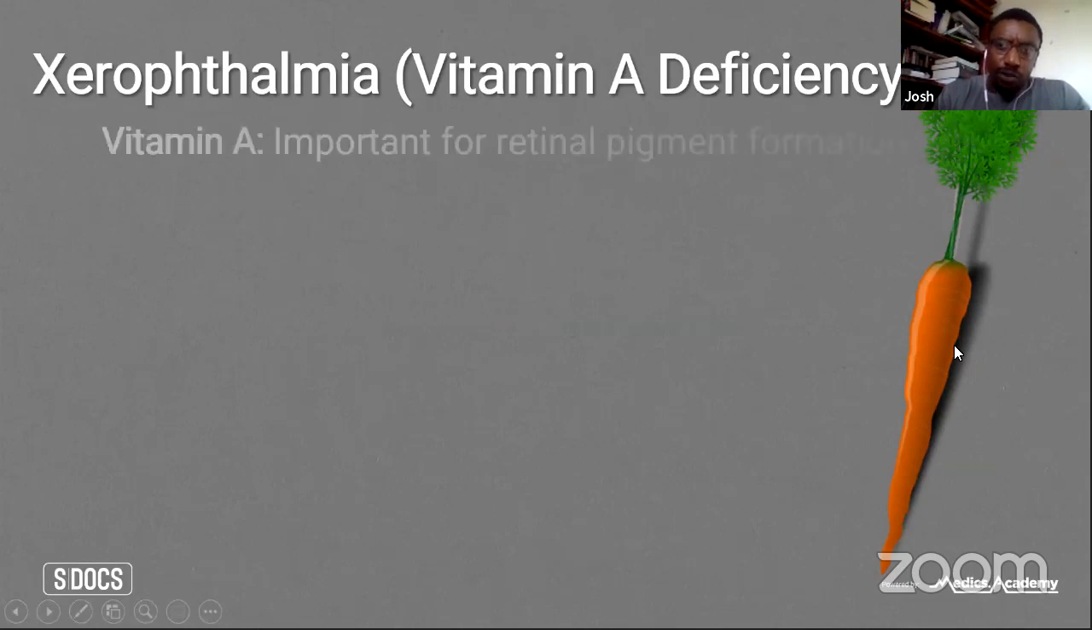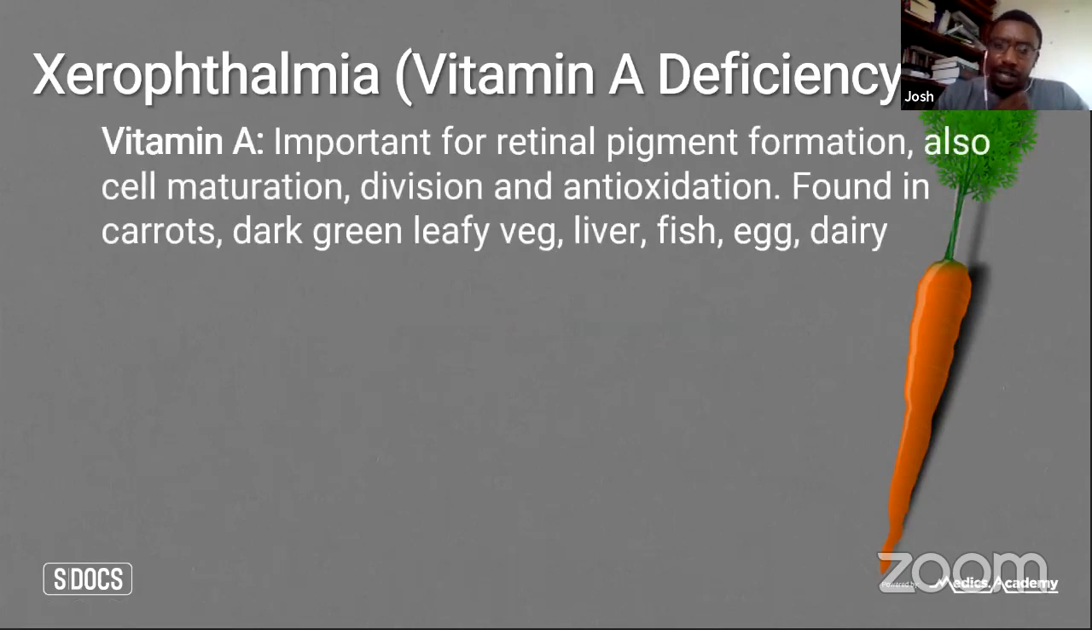So first of all, define vitamin A. What is it? It's important for retinal pigment formation, and that's why your parents always tell you to eat your carrots, which vitamin A is known to have, and you'll be able to see in the dark. But it's also important for cell maturation and division. It's an antioxidant as well. It's found in carrots, spinach, green leafy veg, liver, fish, egg, and dairy as well.